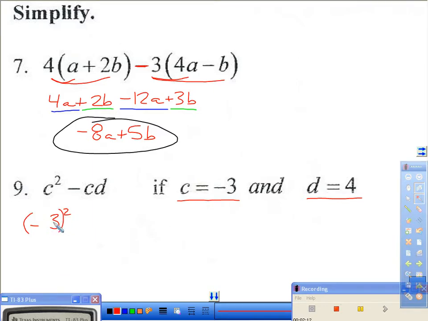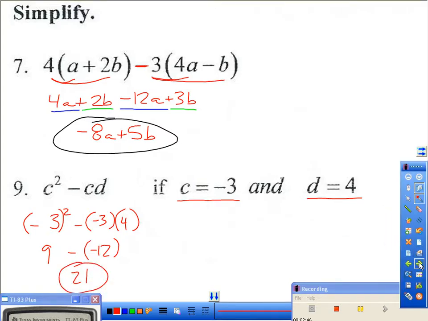So a good rule of thumb is if you're evaluating an expression, whatever value you substitute in for a variable, go ahead and put it in parentheses and then you'll always be in good shape. So minus c, so minus negative 3 times d, which is 4. And then we'll simplify this expression using the order of operations. Negative 3 squared is positive 9, so 9 minus negative 12. 9 minus negative 12 is 21. So number 9 would be 21.